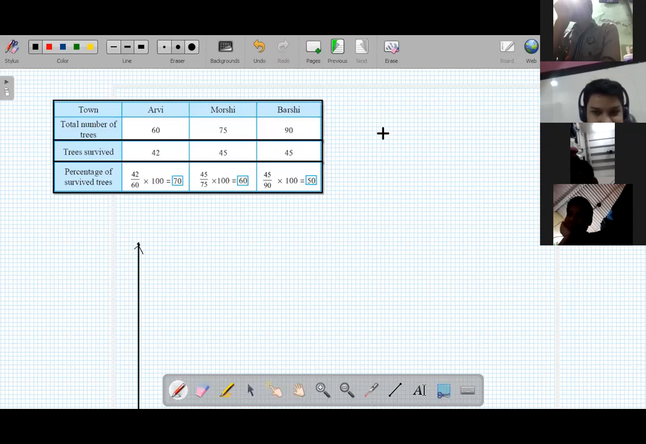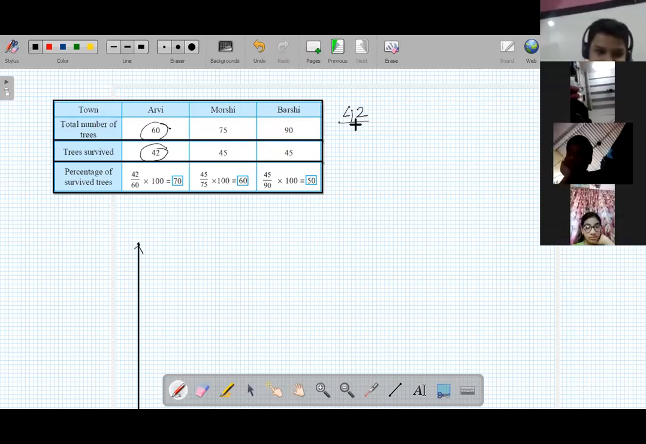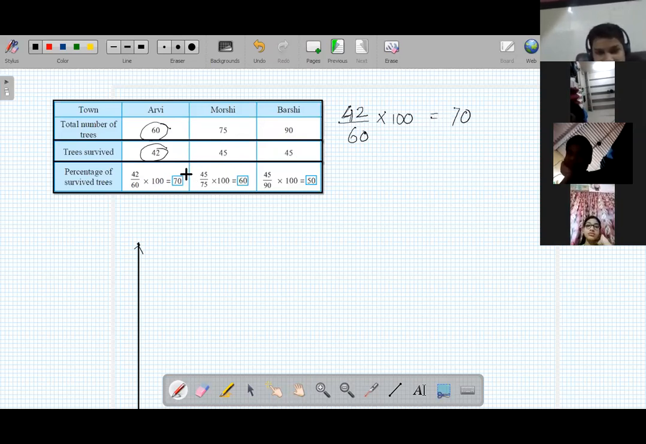So to find a percentage, what you do is the number of trees survived divided by the total number of trees. So 42 trees survived out of 60. So you do 42 divided by 60 and then multiply it with 100 to find a percentage. So 42 divided by 60 into 100 is 70. This will give you 70. So this is 70% here.